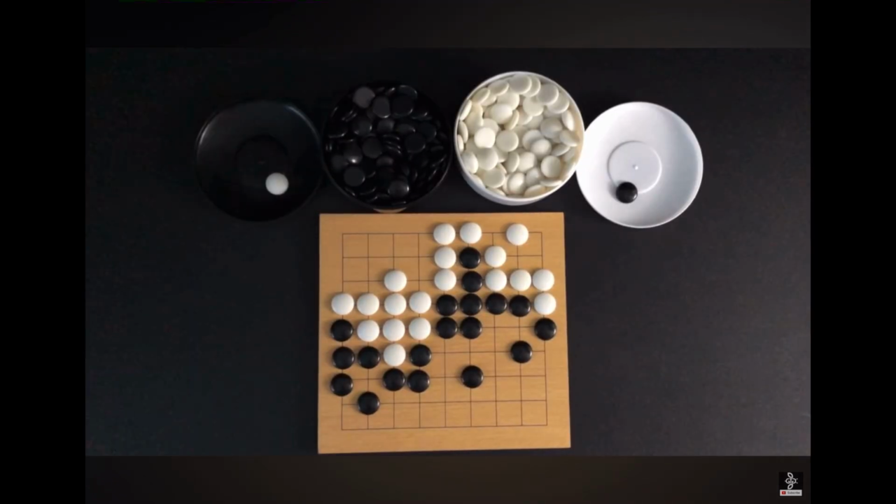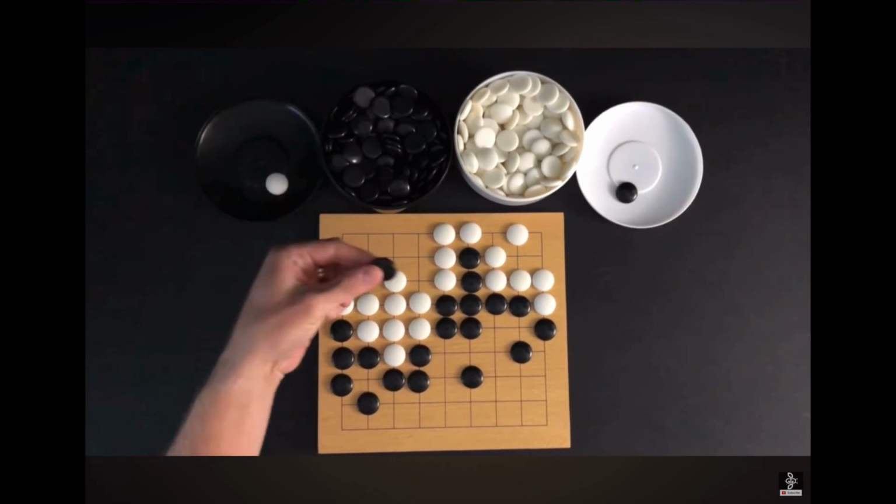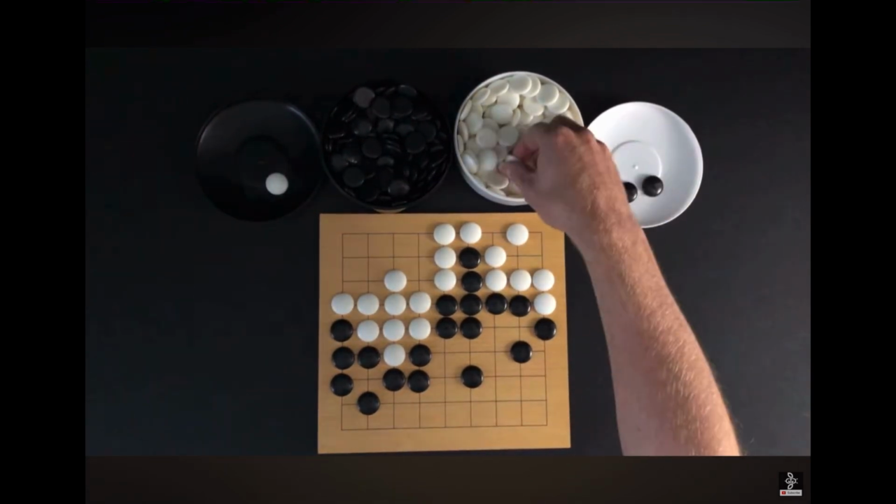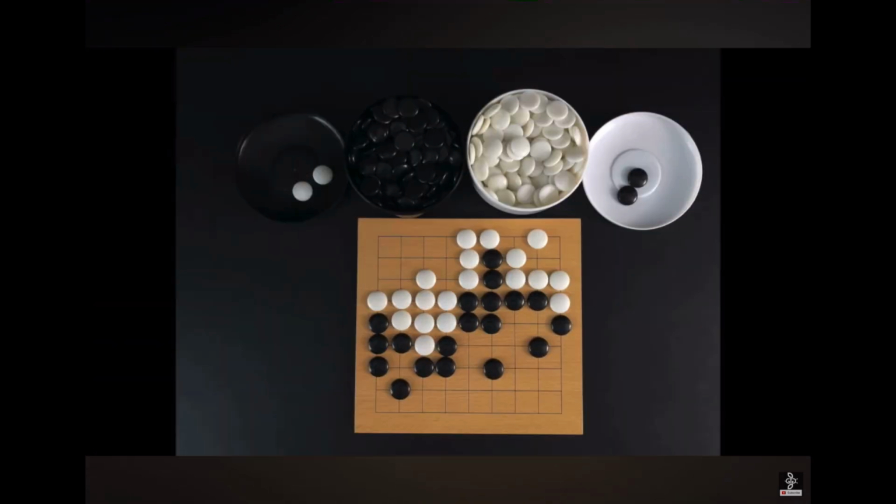The game ends when both players are unable to gain more control of the board or are unable to capture more of their opponent's markers. To signal the end of a game, players will pass a marker to their opponent. Here, black passes a marker to white, and white follows by passing a marker to black. After 2 consecutive passes, the game is over.